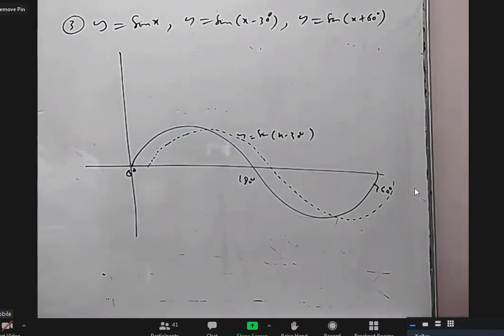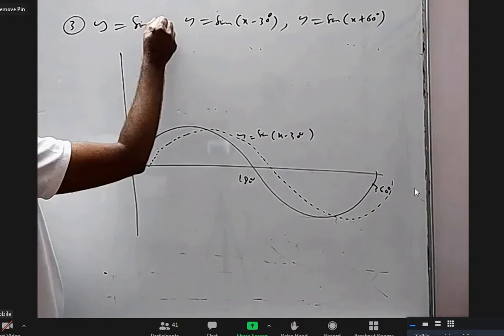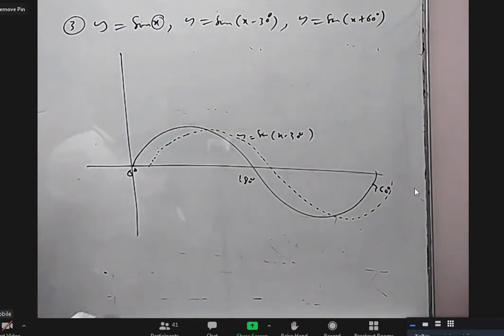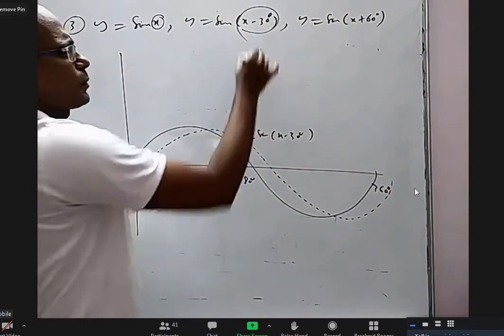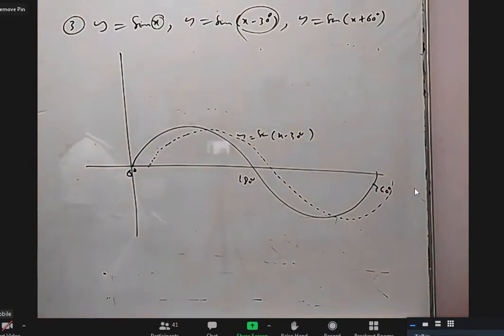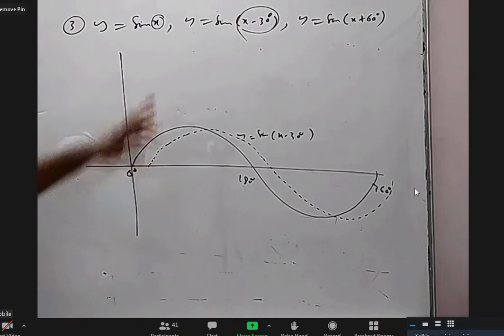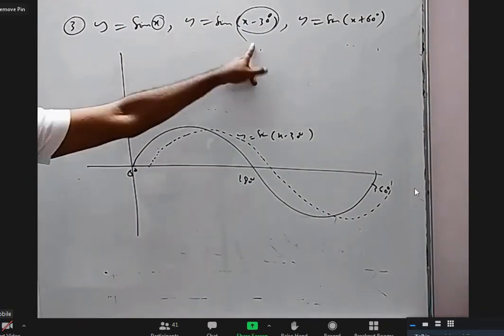Why? For what x value does sin x become 0? When x is 0. For what x value will sin of x minus 30 become 0? When x is equal to 30 degrees, sir. Okay, so whatever this is attaining, this will attain after 30 degrees.